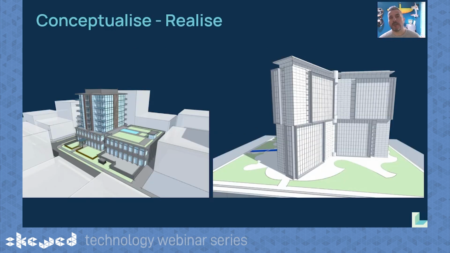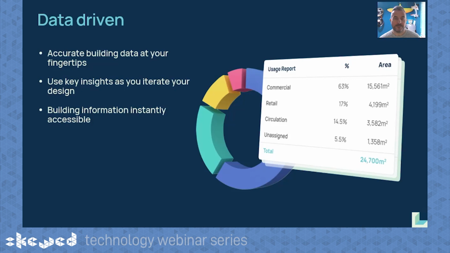Spaces is all about combining the freedom to sketch and explore ideas along with usable, transferable data and meaningful reporting. From small to large scale, Spaces takes early stage design to the next level where quick and easy does not mean making compromises. You get accurate building data at your fingertips. You use key insights as you iterate your design, and building information is instantly accessible.